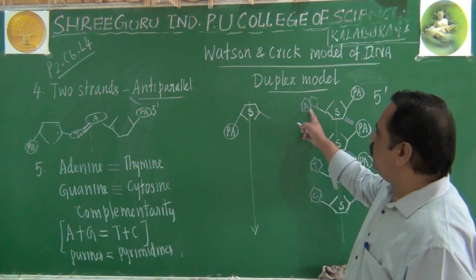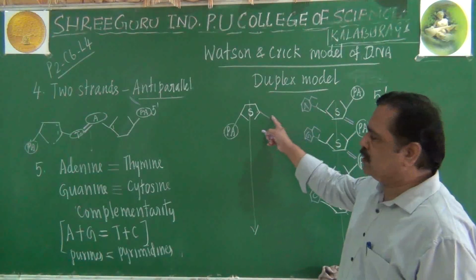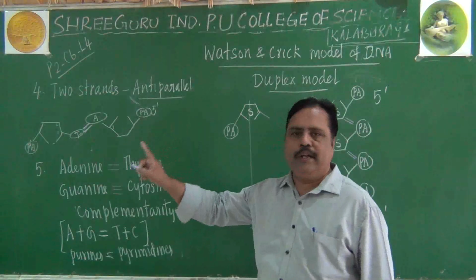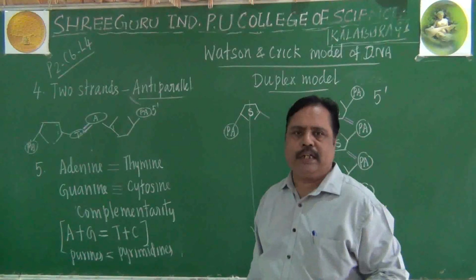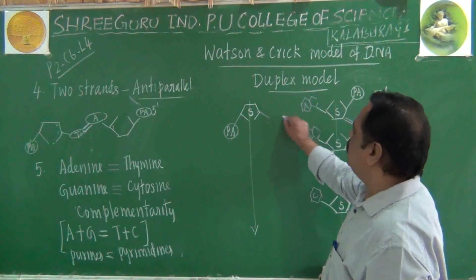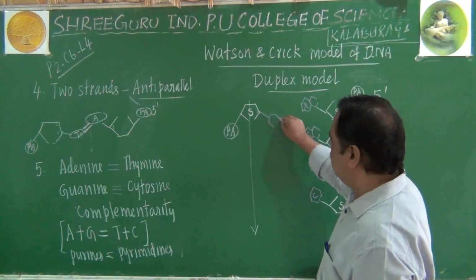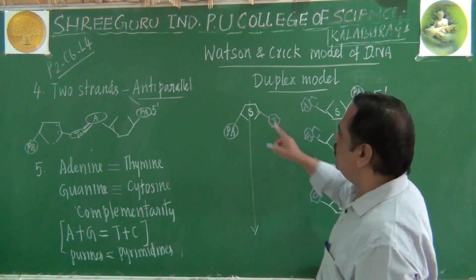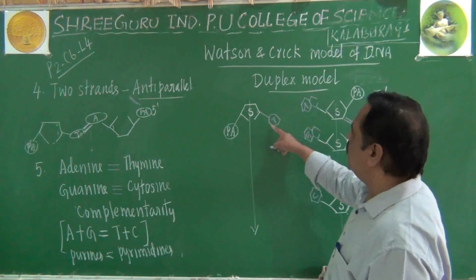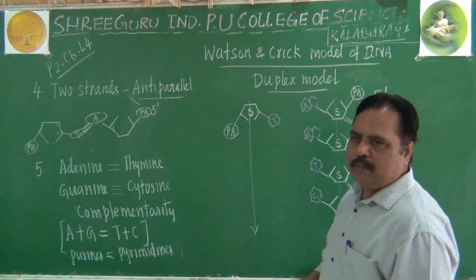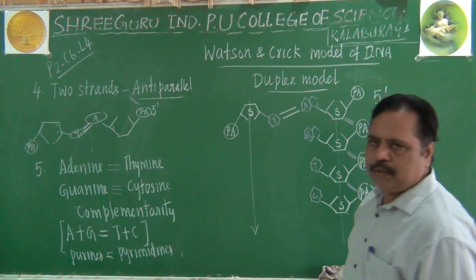If the opposite base is adenine, only thymine will be present. No other nucleotide can pair here, because a hydrogen bond should be formed. So I am drawing a thymine base. Imagine this is thymine. Thymine is a pyrimidine. This is a purine. Between this purine and pyrimidine, 2 hydrogen bonds will be created.